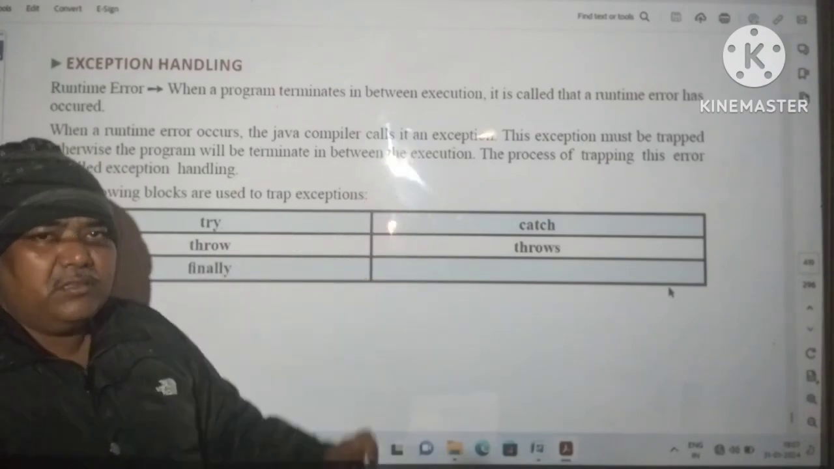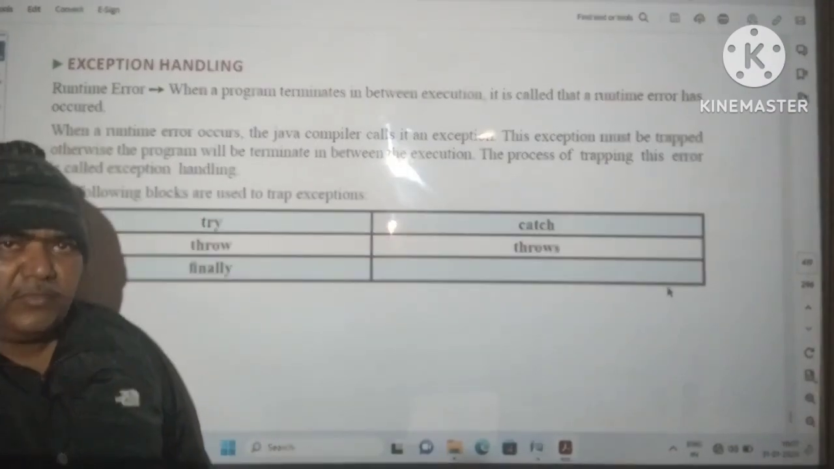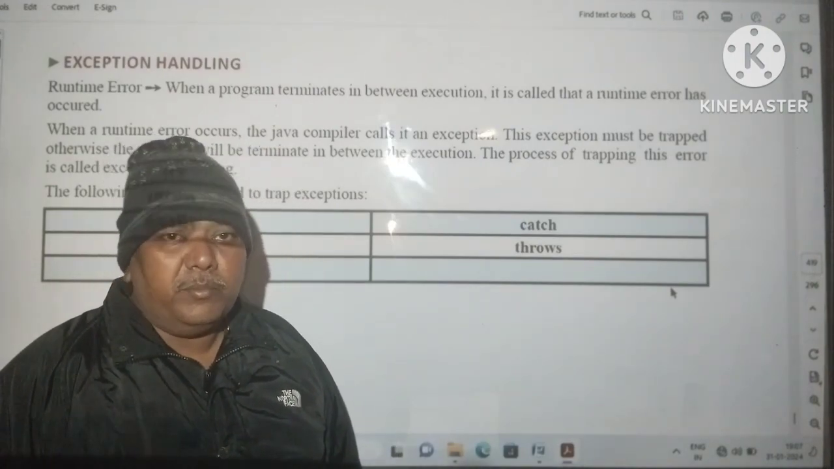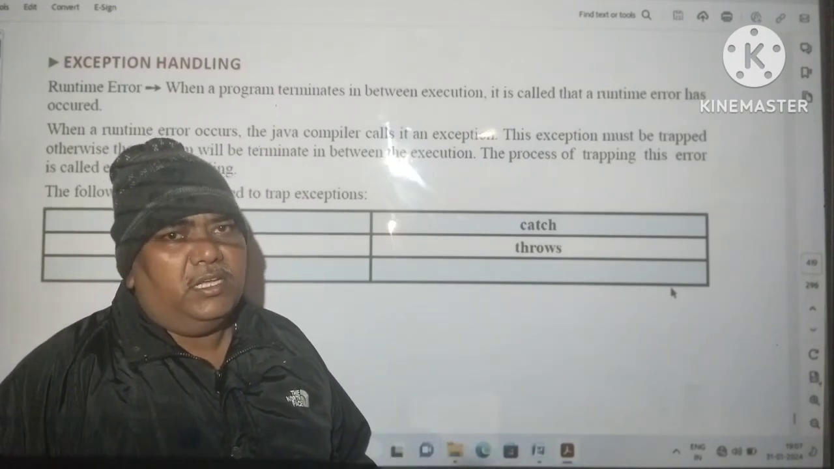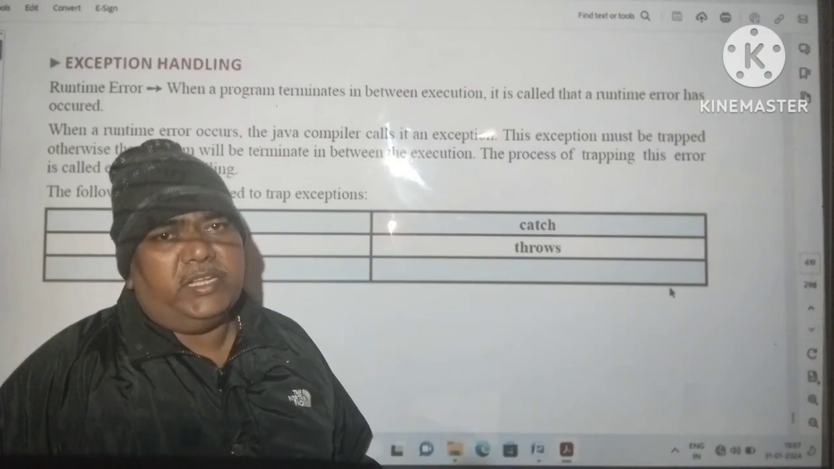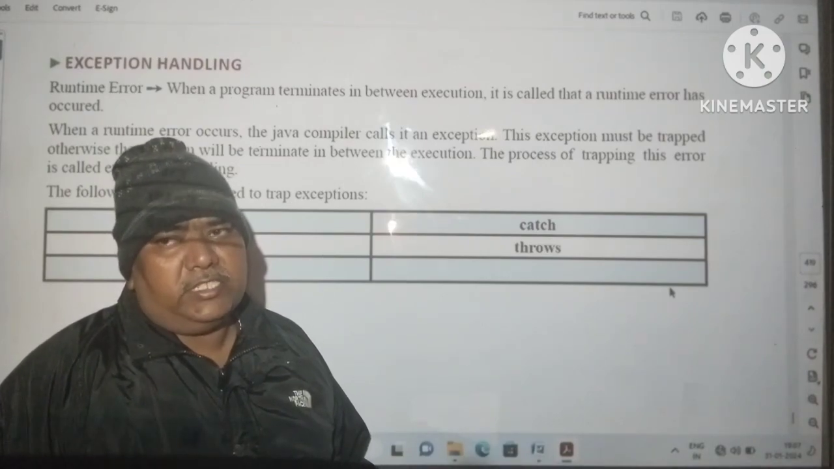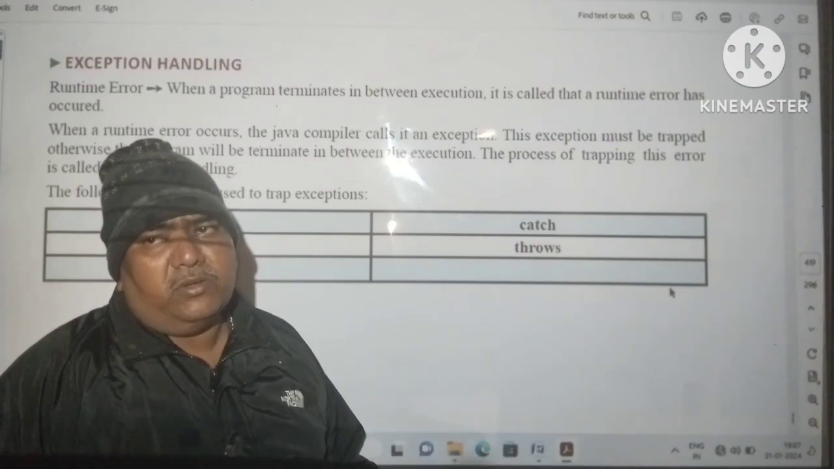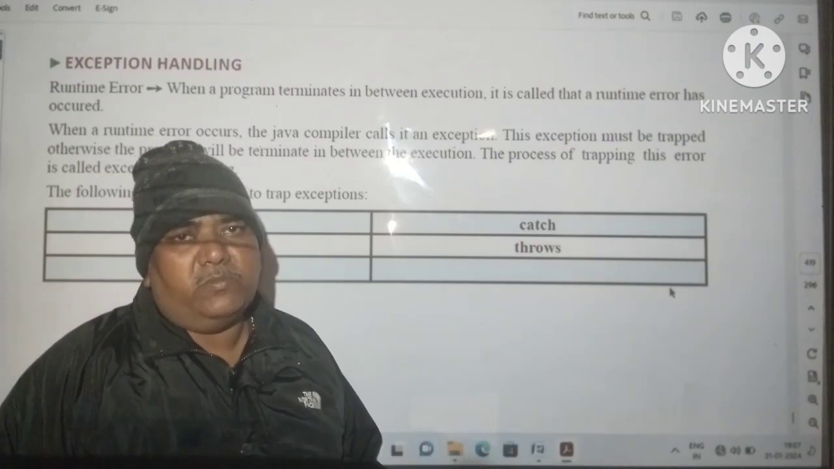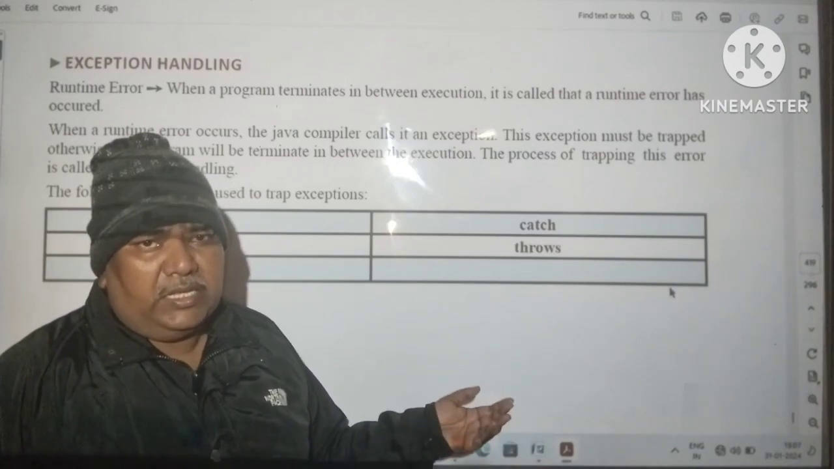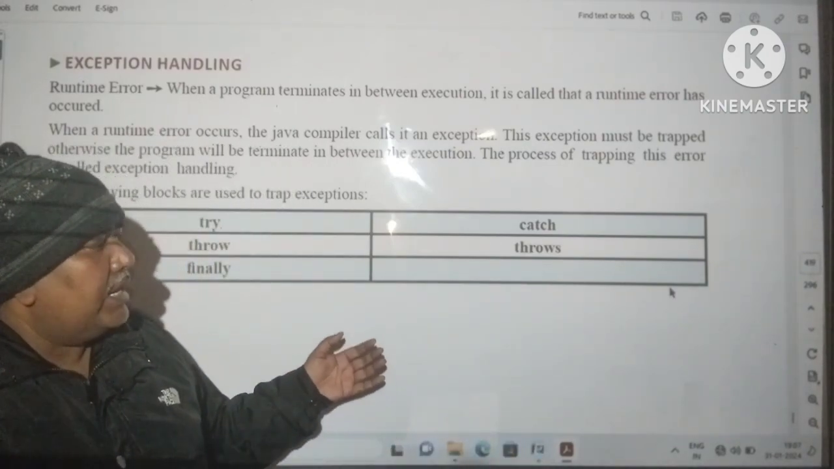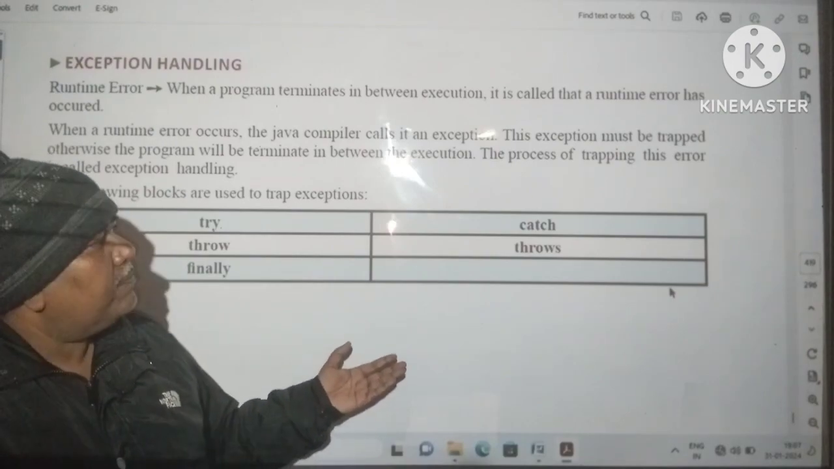Actually, children, Exception is also a class name, and the types of exceptions are its subclasses. Exception is the superclass, and types of exception like ArithmeticException, IOException, NullPointerException, StringIndexOutOfBoundsException, ArrayIndexOutOfBoundsException are all the subclasses or child classes of the superclass Exception, and it is written with a capital E.